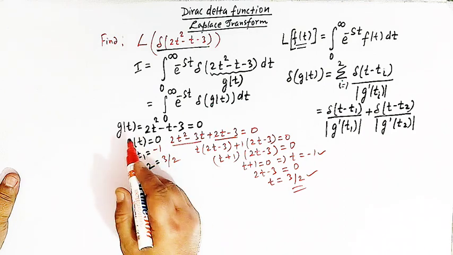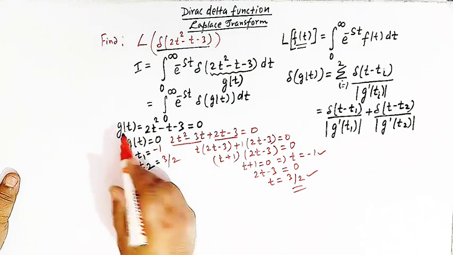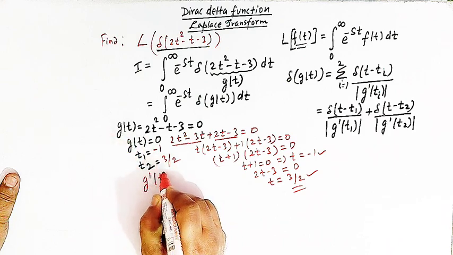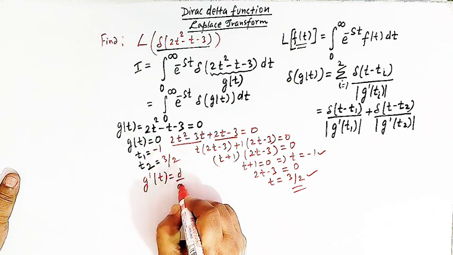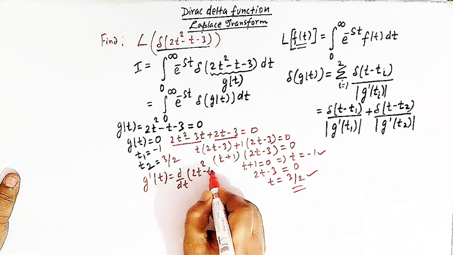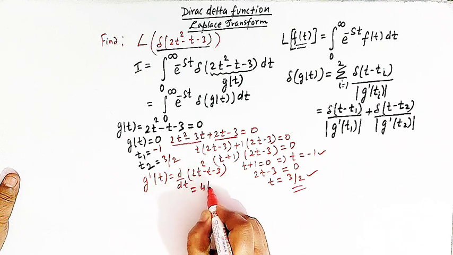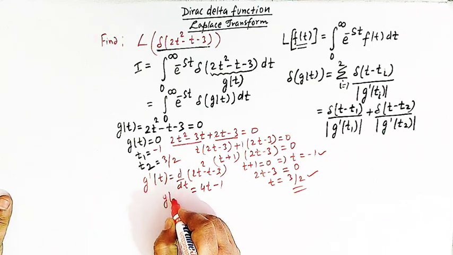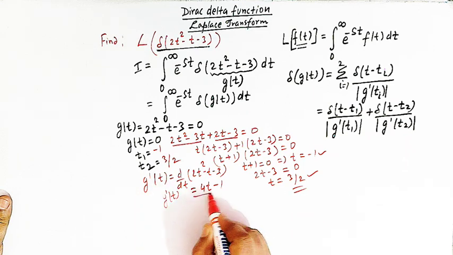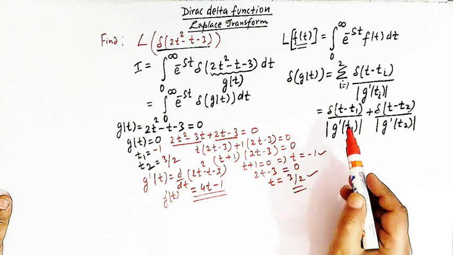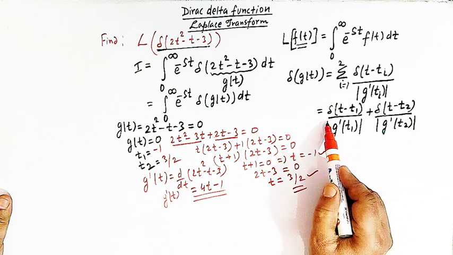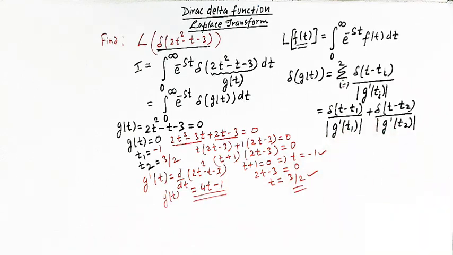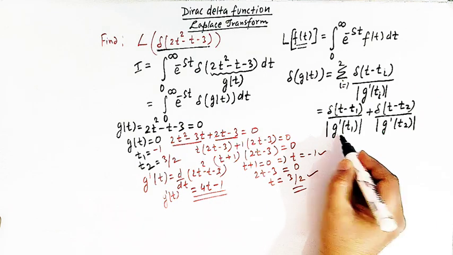So now the next step is to differentiate g of t, right? So the derivative of this function is g prime of t. So we have the derivative of 2t square minus t minus 3. So this is 4t minus 1, right? So the derivative of g of t is given by 4t minus 1, right? Okay, so now here we have to find out the value of mod of g prime of t1 and mod of g prime of t2, right? So let us separately find out this value and this value.